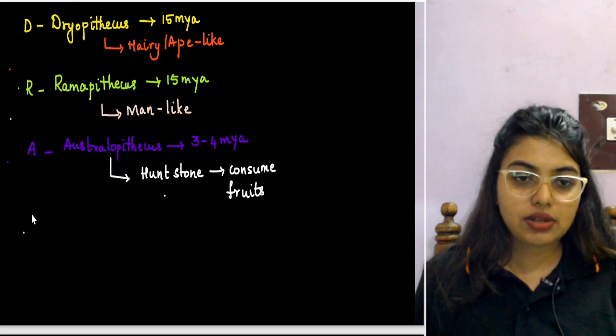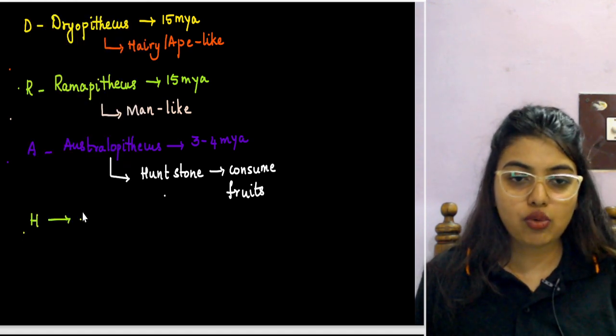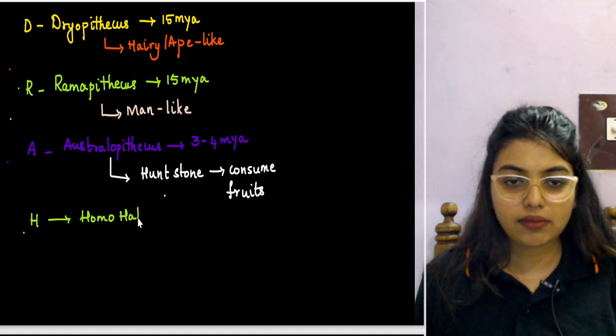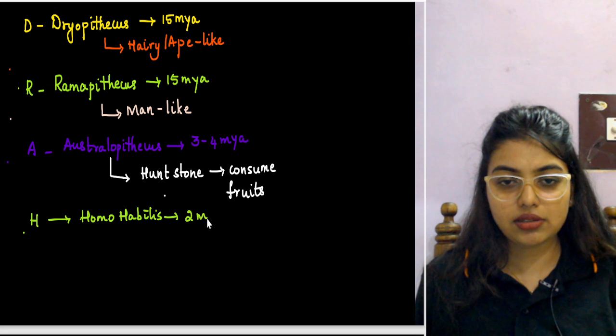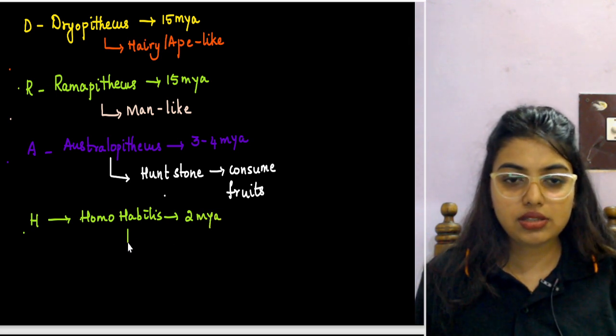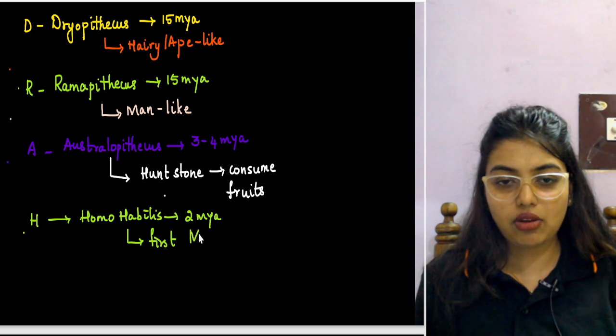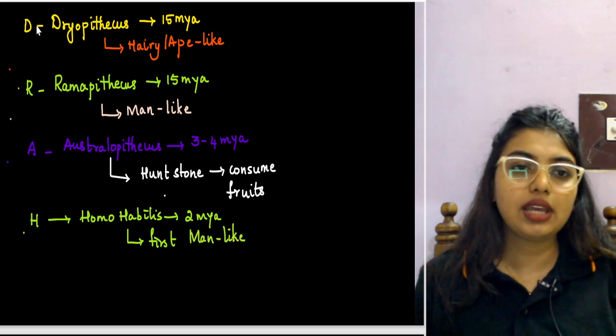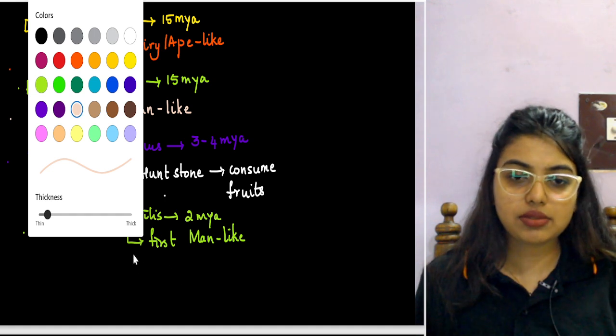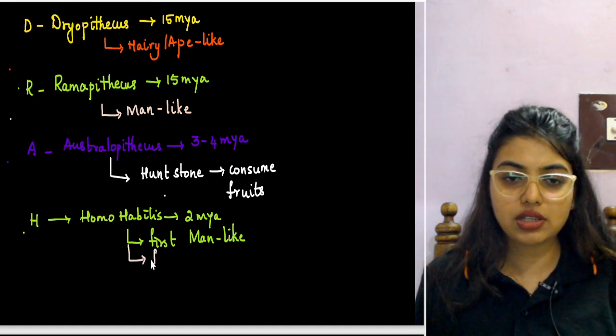Then the next one was Homo habilis. This was around 2 million years ago. This was the first man-like. All these are bones, fossils. These were also not eating meat. They were also feeding on fruits.